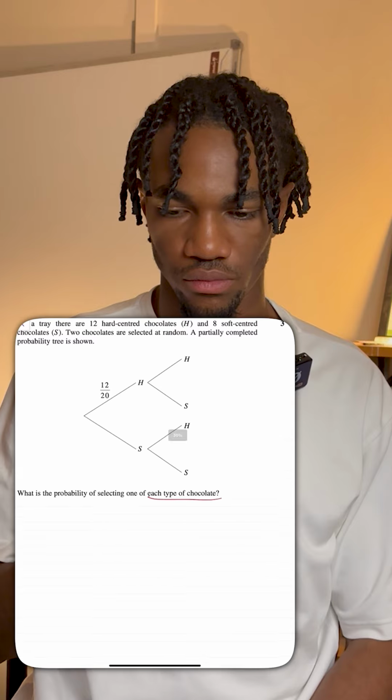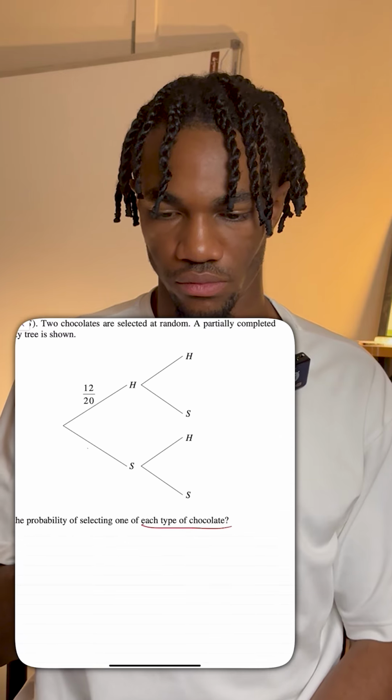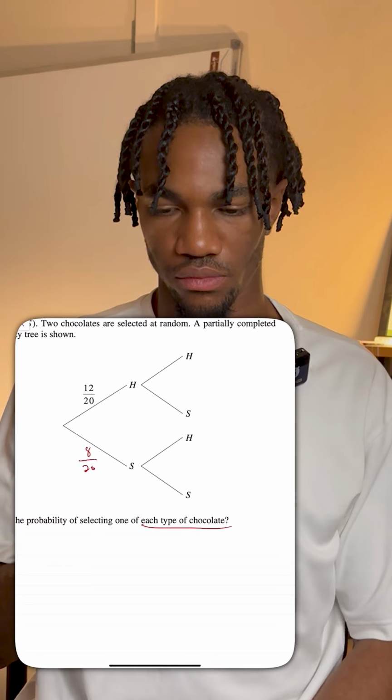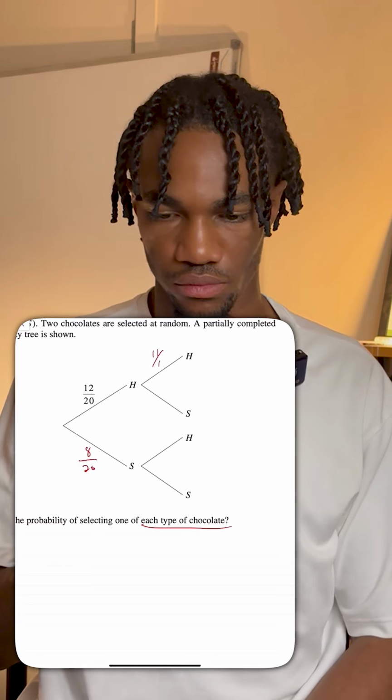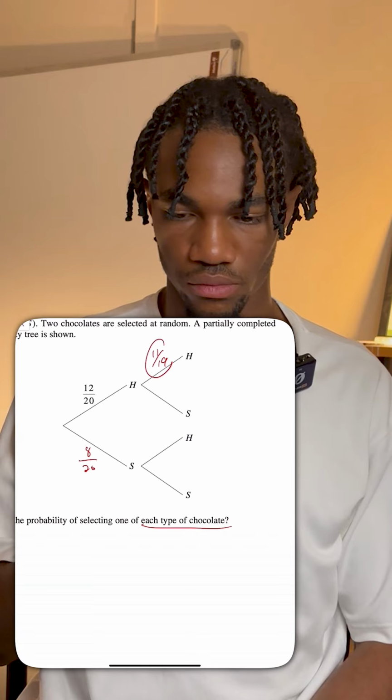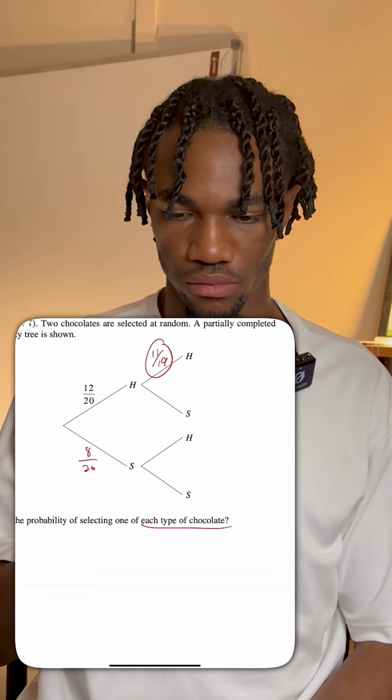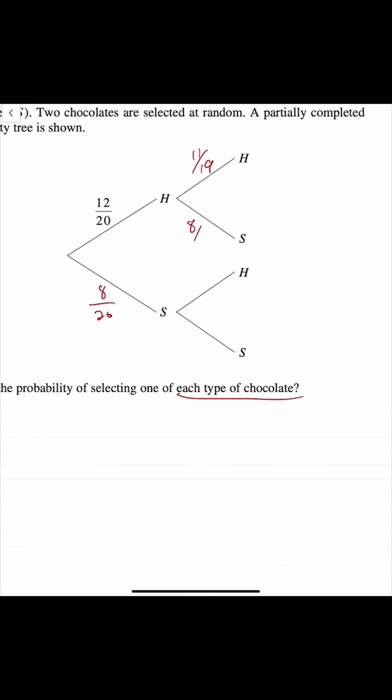Alright, so first thing we're going to do, just fill out the tree diagram. So if that's 12 out of 20, this is going to be 8 out of 20. If you select the hard, you can't select the hard again, so it'll be 11, and it's 19 in total. And then these two need to add up to 1, so the answer is just going to be 8 over 19, because 8 and 11 make 19. If you select a soft, you can't select a soft again, so you have 7 out of 19. And then these two need to add up, so it's going to give you 12 out of 19.